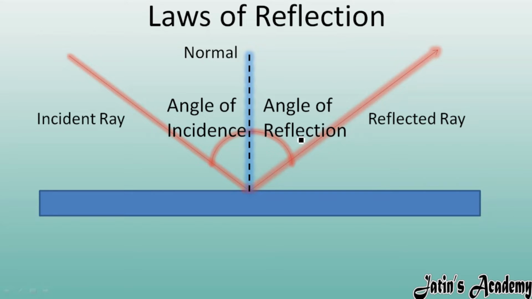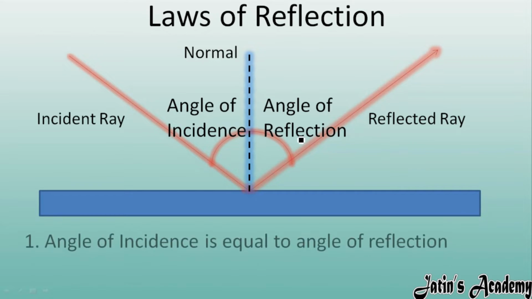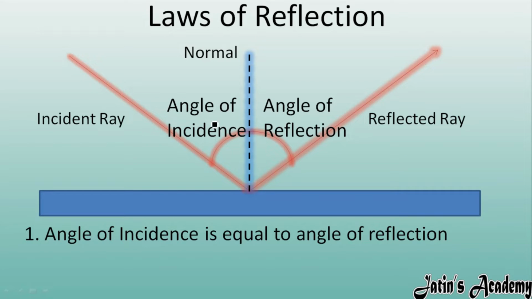Next, we have the laws of reflection. It is a very important question: what are the laws of reflection? Okay, so here we have two laws of reflection. First law: angle of incidence, which you can also write as angle I, is always equal to angle of reflection. Whatever angle is made here, that same measure of angle is going to be made here also. So angle I is equal to angle R. This is the first law of reflection.